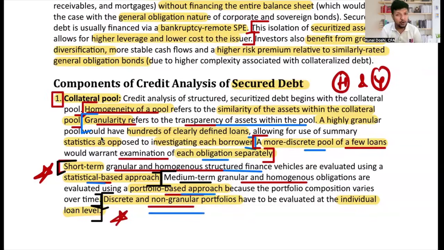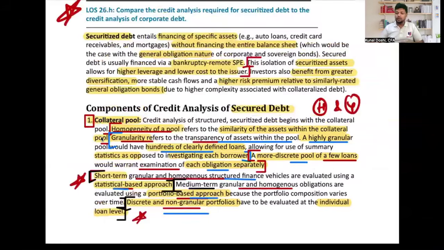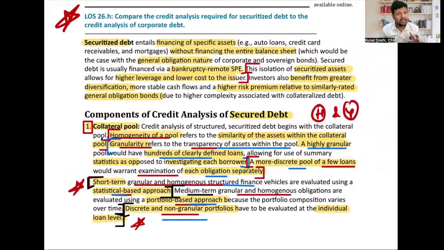So when there are very few loans, right, it's a bad sign. Then you have to evaluate the risk, correct? A high granularity means you would have hundreds of clearly defined loans. That's a good thing, correct? So you can just take a sampling and evaluate them. Got it? So granularity and homogeneity are very important when it comes to secured debt. Correct? Their collateral pool. We are evaluating what are the risk factors that you need to take into consideration.